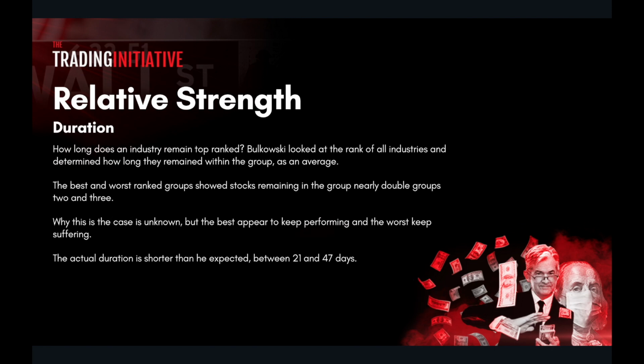Duration. How long does an industry remain top ranked? Bulkowski looked at the rank of all industries and determined how long they remained within the group as an average. The best and worst ranked groups showed stocks remaining in the group nearly double groups 2 and 3. Why this is the case is unknown, but the best appear to keep performing and the worst keep suffering.